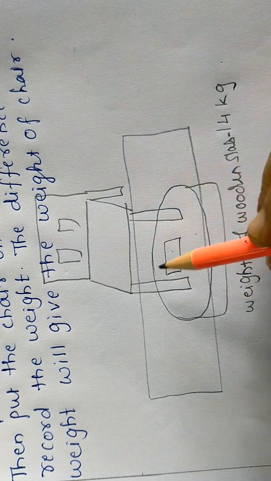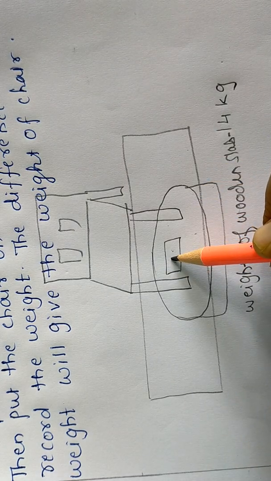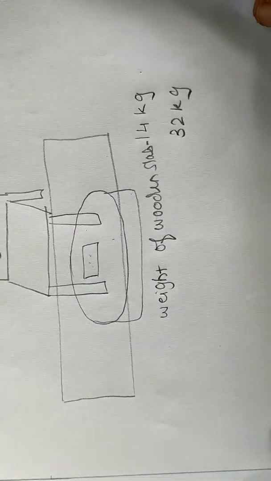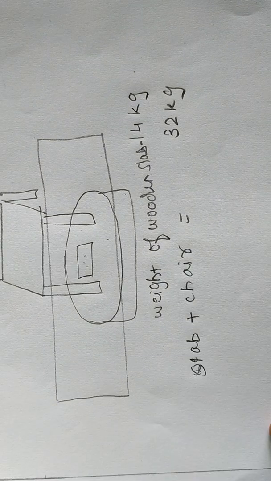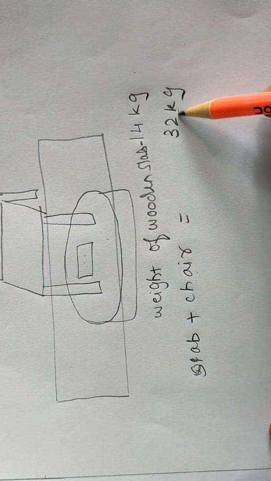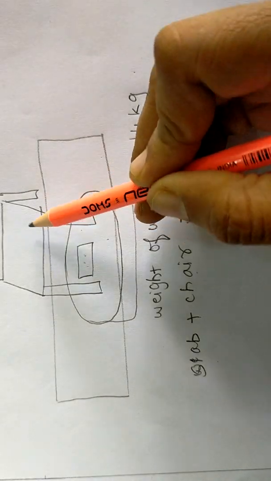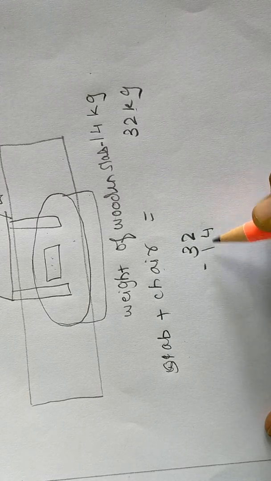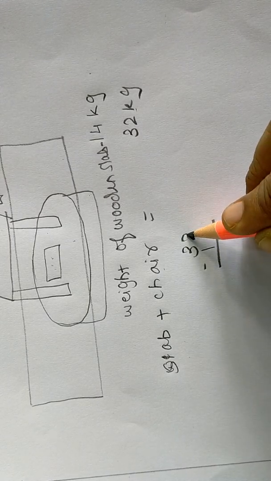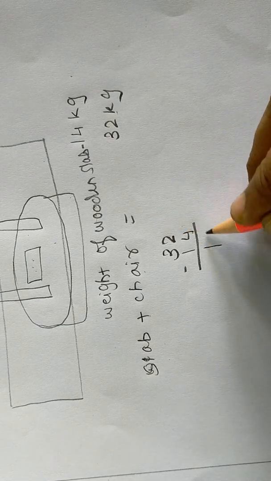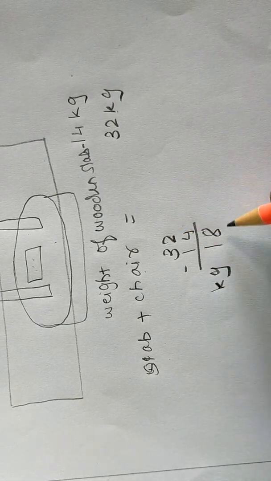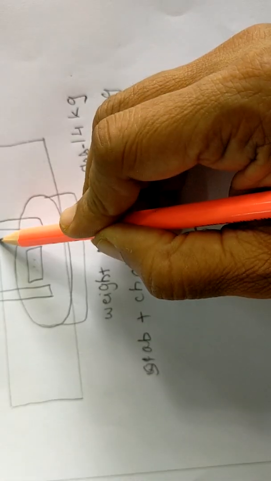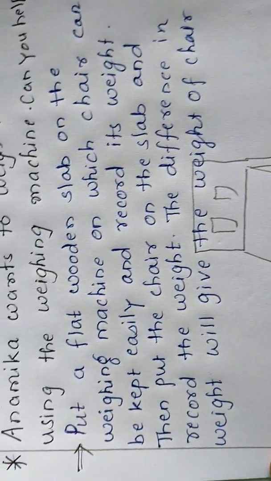Now again you have to take the weight. Suppose the weight here is 32 kg. So slab plus chair is equal to 32 kg. But we want the weight of the chair. So what can we do? We will subtract this 14 from this 32, so you will get the answer. After doing this, I have got the answer as 18. So 18 kg is our answer. So what is the weight of the chair? That is 18 kg.